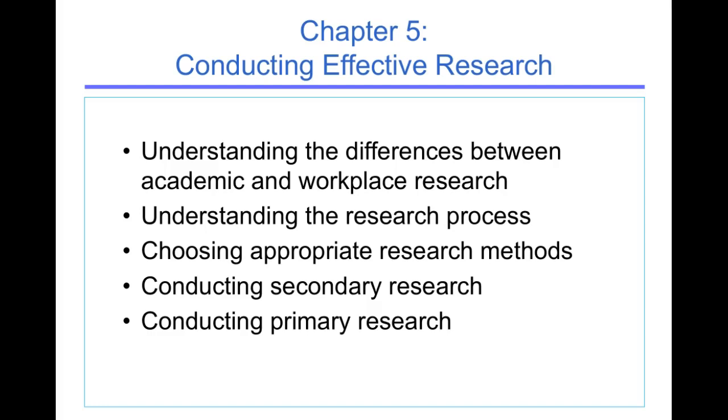Just going to review some of the highlights and some of the most important information that you really need to know in order to do well. So Chapter 5 is about researching, and what basically you need to know in this chapter is you need to understand the difference between academic and workplace research because they're a little bit different. You need to understand the research process. You need to know how to choose appropriate research methods, how to conduct secondary research, and how to conduct primary research.